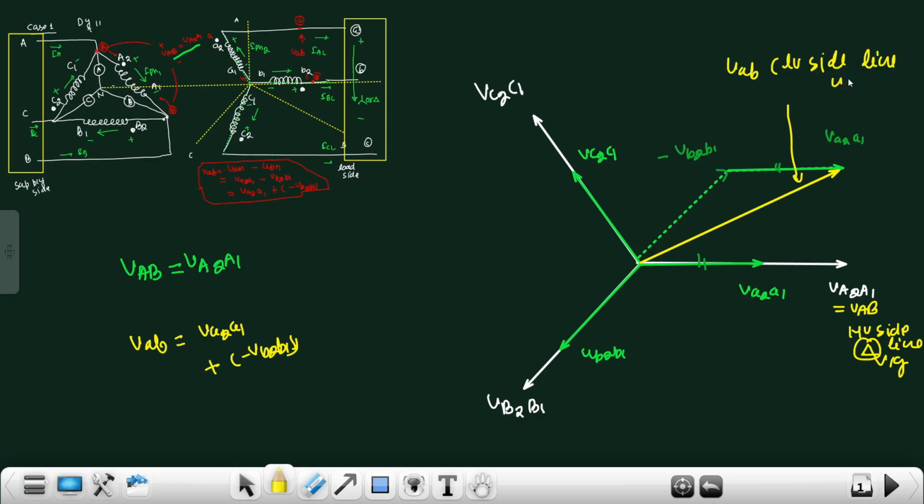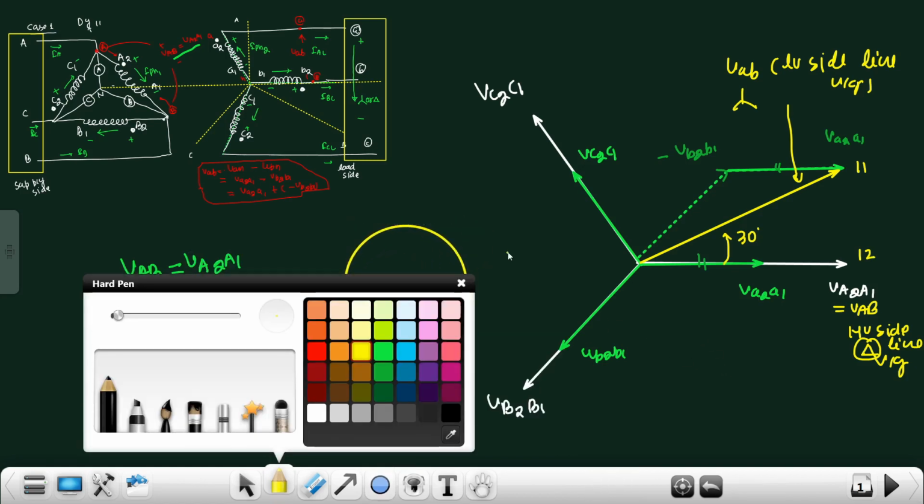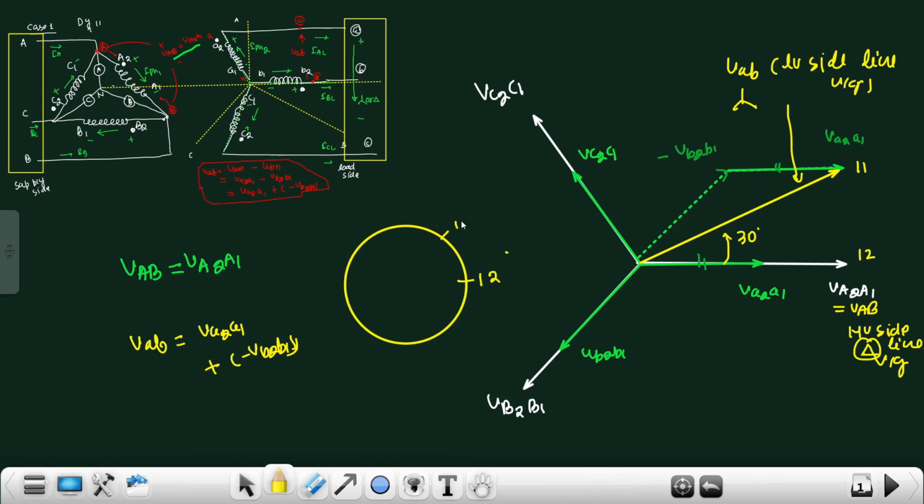This LV side line voltage which is in star is led by 30 degrees. So the HV side line voltage VAB lags behind the LV side line voltage by 30 degrees, or we can say that the LV side star leads the HV side line voltage by 30 degrees. And if I place the clock here, this will be the 11 position and this is the 12 o'clock position. So it will be the DY11 connection. Here you can understand that this is the 12 o'clock position and this is the 11 o'clock position.